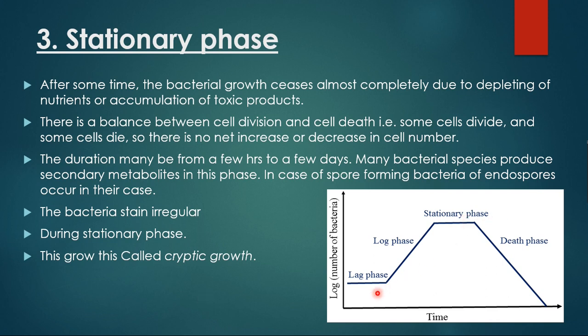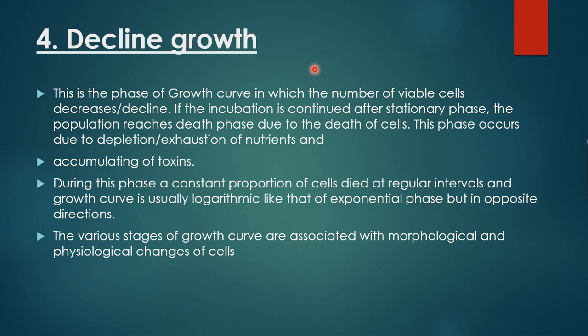So we have seen the lag phase, the initial adaptation stage, then the log phase, the dividing phase, and the third one, the stationary phase. Yes, here also cell division occurs, but at the same time cell death also occurs because of accumulation of the secondary metabolites, that is the toxins or the waste, all those things. Okay, and then it enters into the next phase, which is called the death phase, also called decline growth.